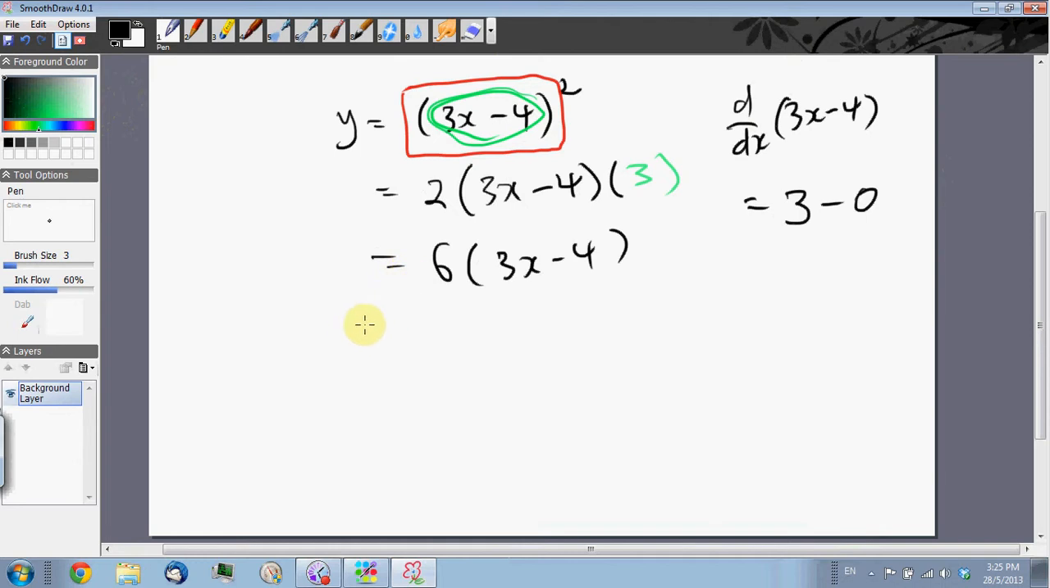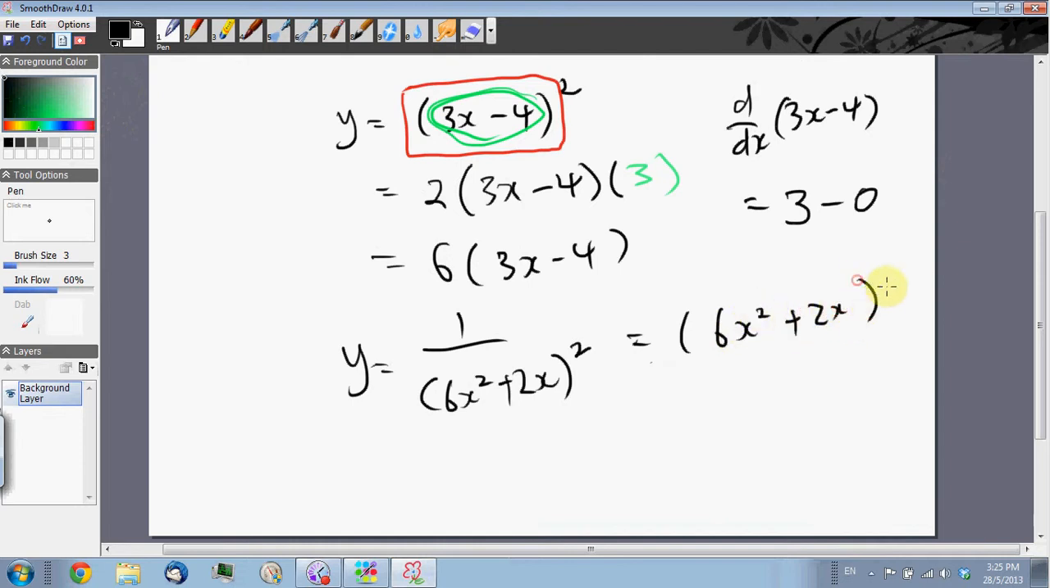Another example, we have y equals 1 over (6x squared plus 2x) squared. You can write this out as (6x squared plus 2x) to the power minus 2. So what you do again is, remember that this power is the power of the whole thing, right? The whole thing. Then you can bring the power down. Keep this.